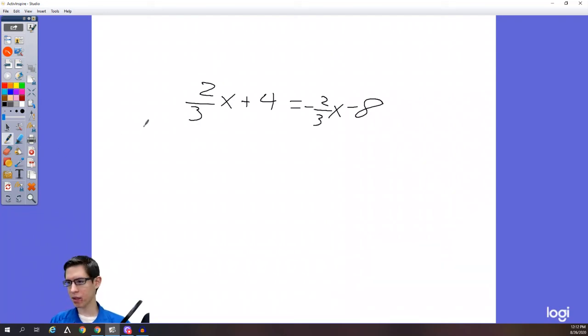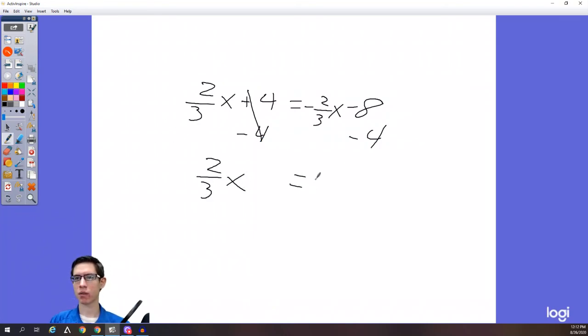So we can't use PEMDAS, but we now are going to instead use SADMAP. We're going to work our way backwards doing opposite processes. And we'll start with this 4. This 4 needs to be moved across the equal sign. That lets that cancel. We have 2/3 x equals negative 2/3 x minus 12, right? And that puts the constants together.